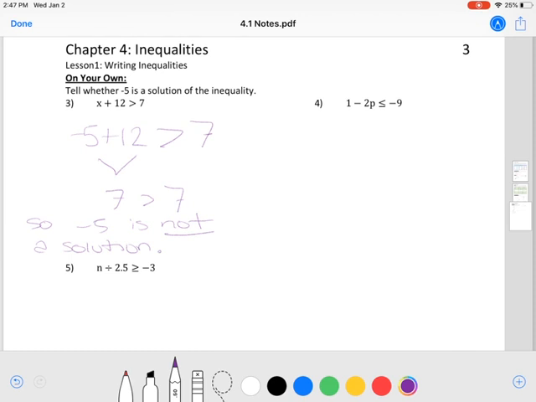All right, number 4. 1 minus 2p is less than or equal to negative 9. So again, I need to plug in my negative 5 for my variable, because that's what I'm wondering, if negative 5 is a solution. And now I'm just going to solve. So what is 2 times negative 5? Well, it's negative 10. And I have 1 minus negative 10 is less than or equal to negative 9.